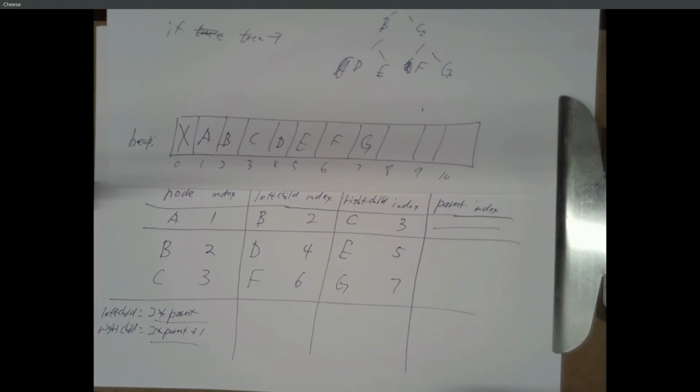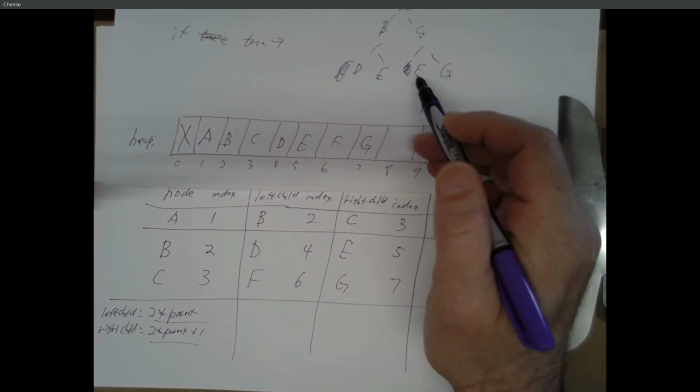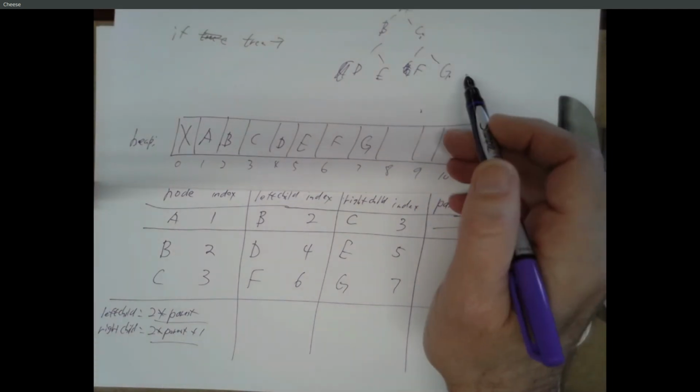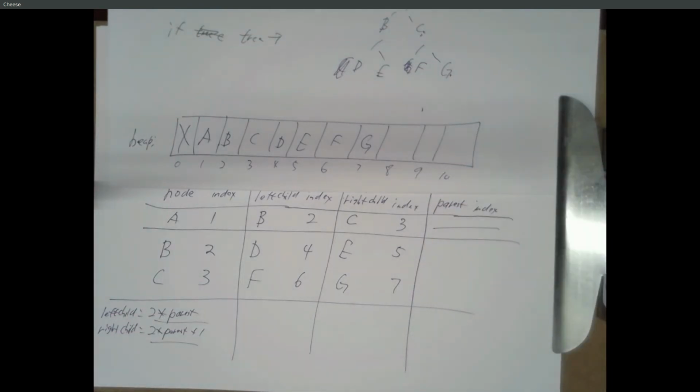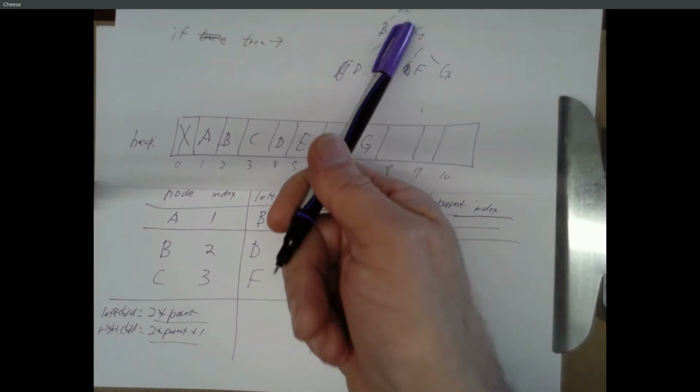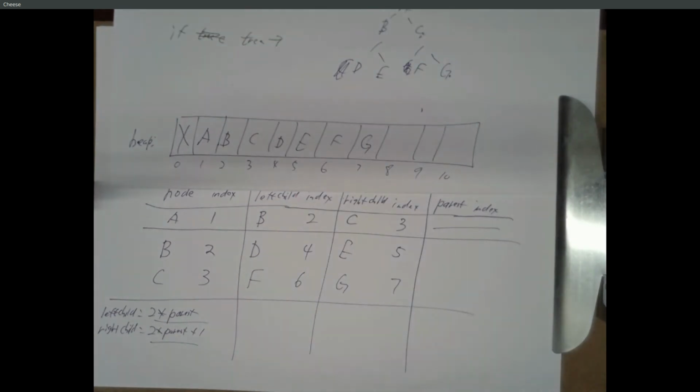So if you're at node i, you compare your value to the values at 2i and 2i plus 1. If you're down heaping, you see if you're bigger than both of those, and if you are, you're done. If not, you take the largest one, you swap those 2 entries, and then you move to that index and you keep going.